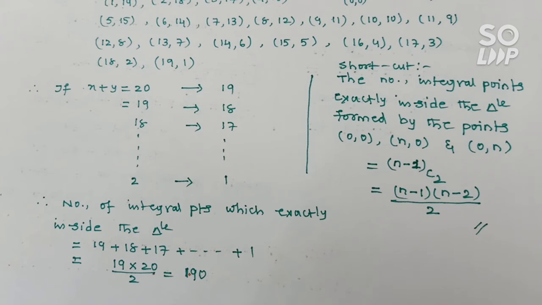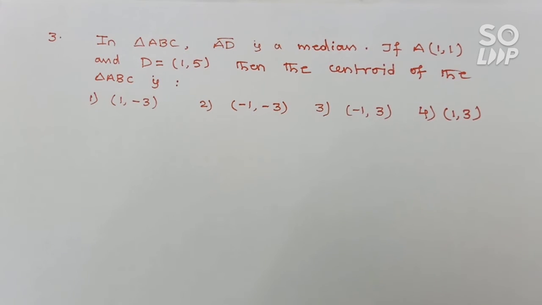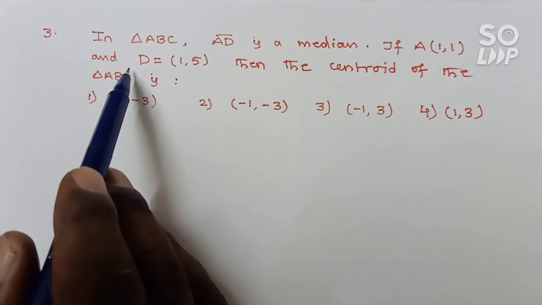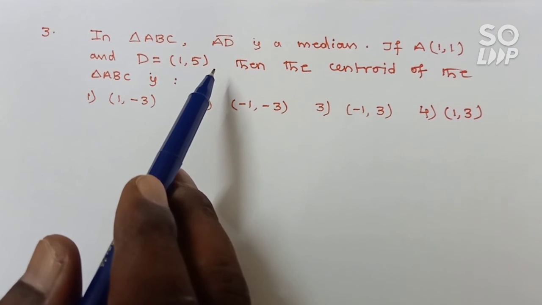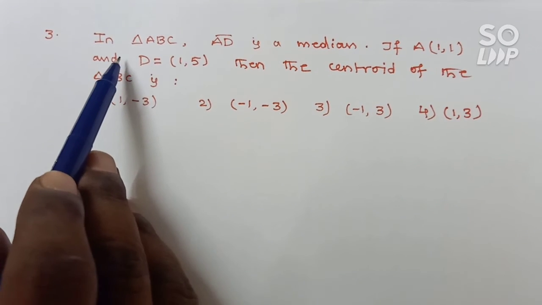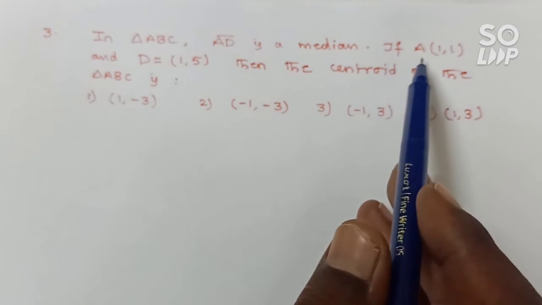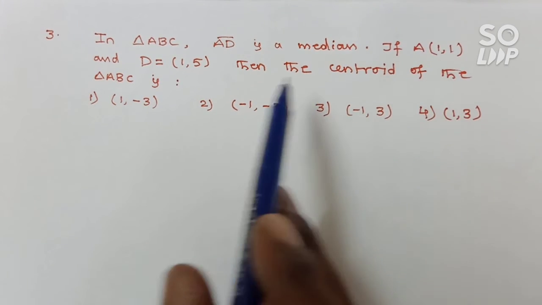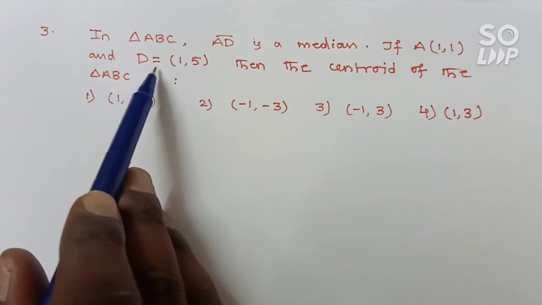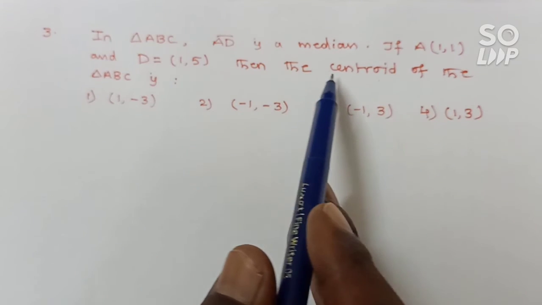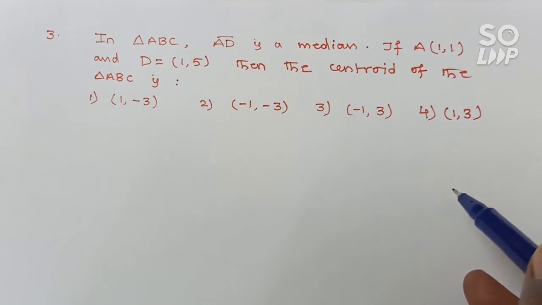So this is a very important question. Now we'll see the next question. This problem belongs to the concept of the centroid. In triangle ABC, AD is the median. If A is (1, 1) and D is (1, 5), then find the centroid of the triangle ABC.